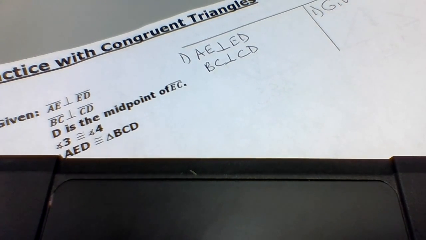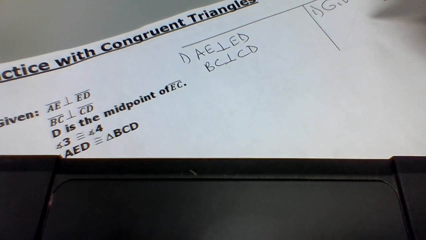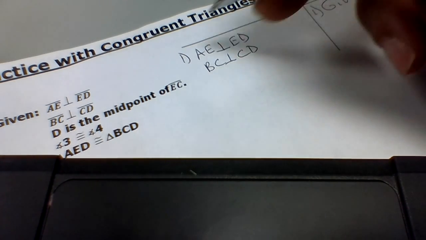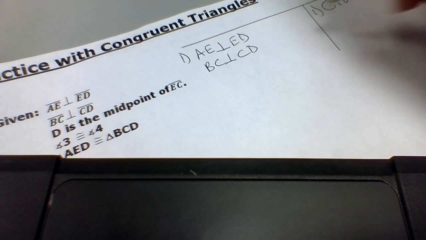All right, here we are at review for 4.1 to 4.4 in chapter 4. We're doing some two-column proofs now. This is page 2 of 4.1 to 4.4. If you take a look, first thing we should do is write down the given.